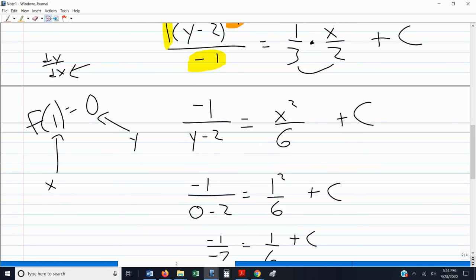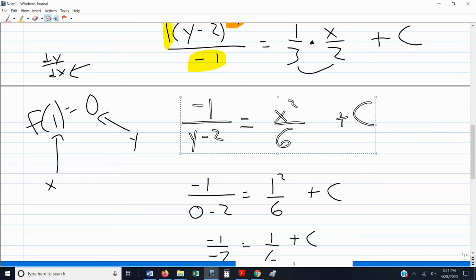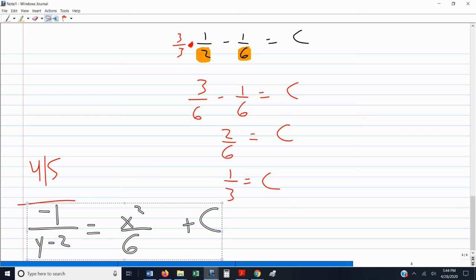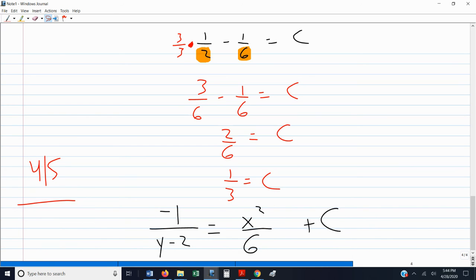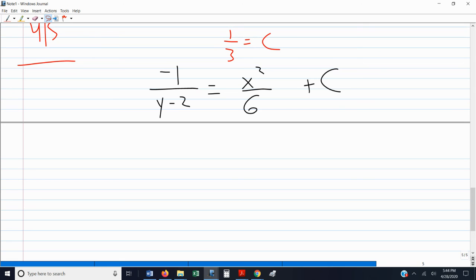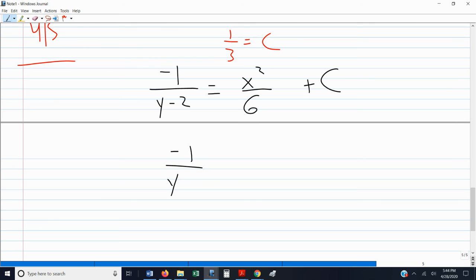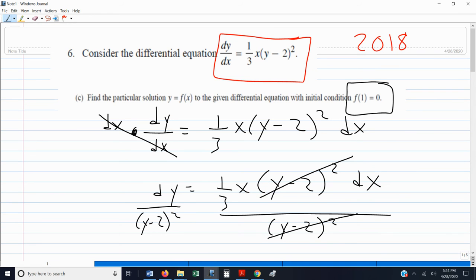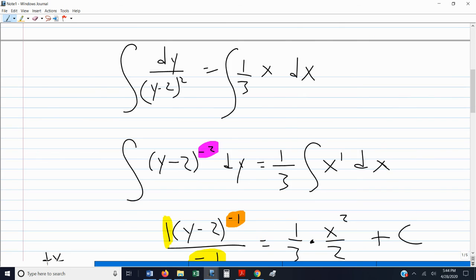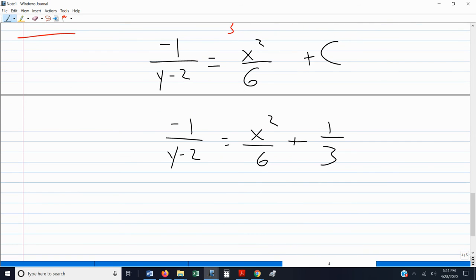So I'm going to see if I can copy this. You're going to go back to this step, and you're going to take your constant, which you know is 1/3, and plug it in. So you have negative 1 over y minus 2 equals x squared over 6 plus c, your constant, which is 1/3. And then I just want to show you in the question how it says find the particular solution y equals f of x. So that is the part that's telling you we want you to solve for y. We want your final answer to be y equals something. So that's the last thing we're doing, is trying to isolate the y value.